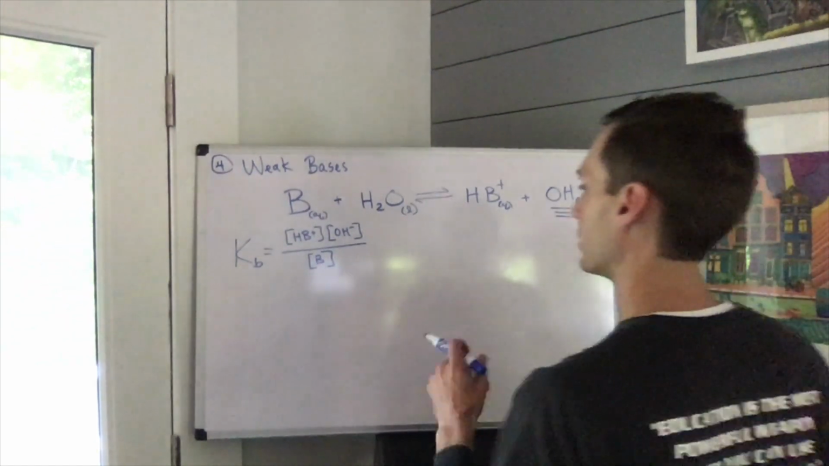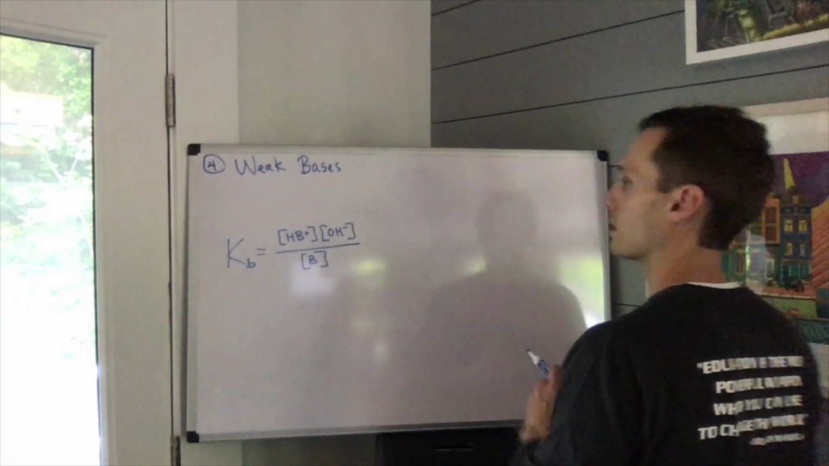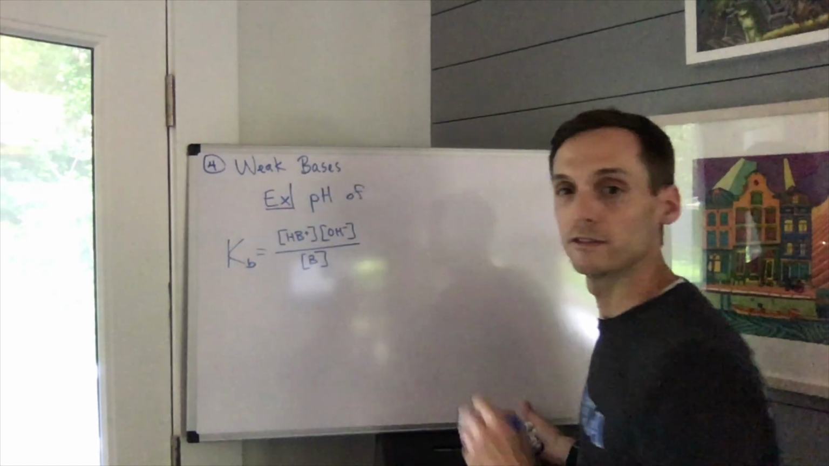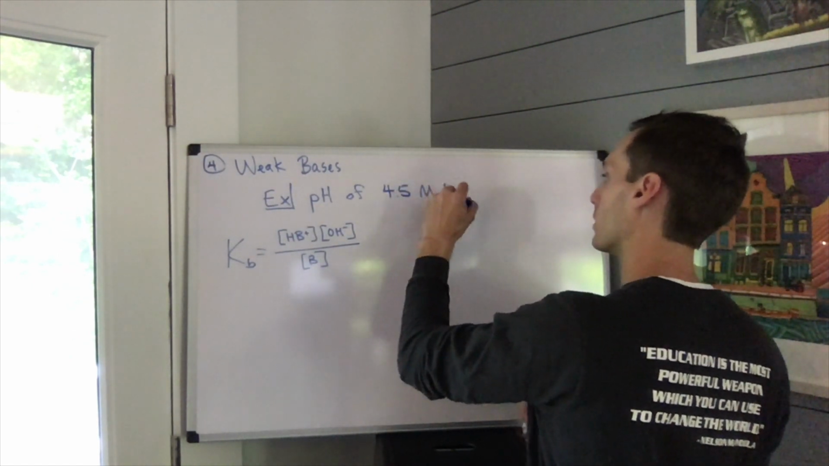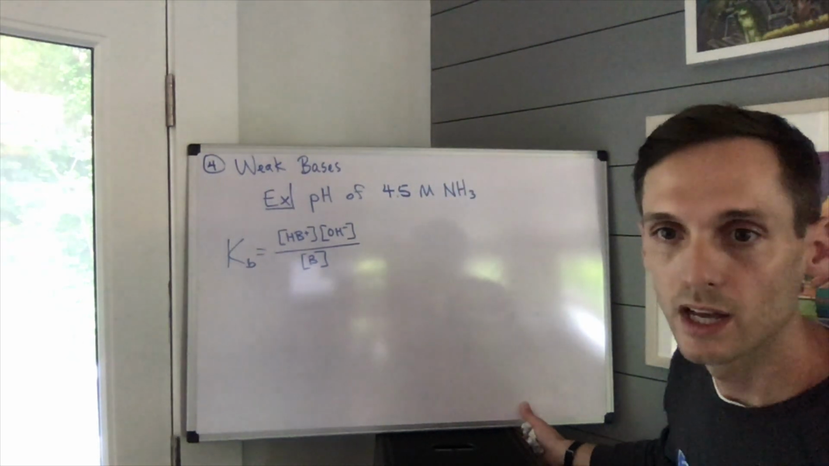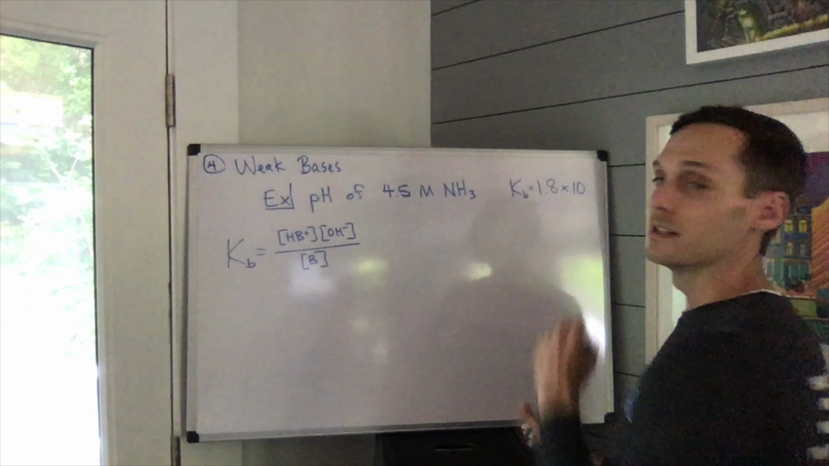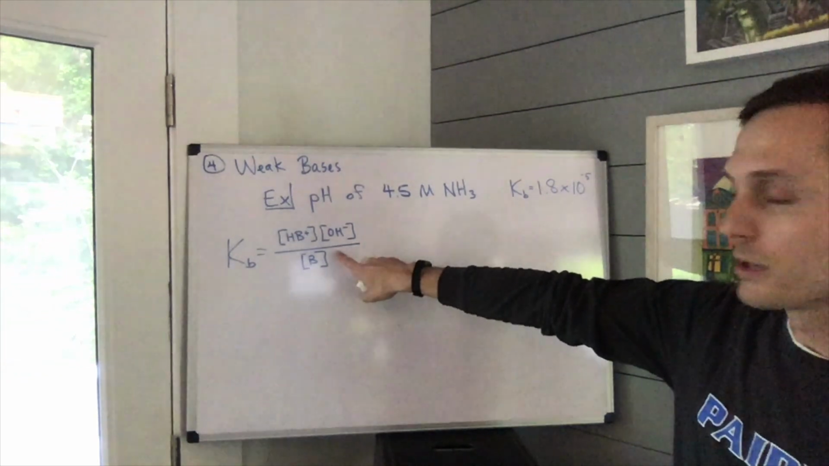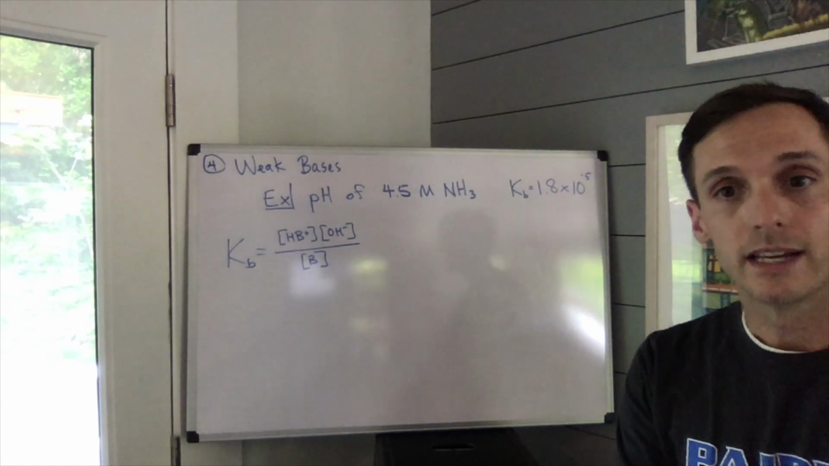So for this one, we're going to do the pH. I'm going to erase this. So for example, we're going to do the pH of 4.5 molar ammonia, NH3. It's like the most typical weak base I could choose. It's got a Kb value of 1.8 times 10 to the negative fifth. Okay, so that's going to be our Kb value. So we already set up our Kb expression, and we already know what it's going to be equal to. It was 1.8 times 10 to the negative fifth.